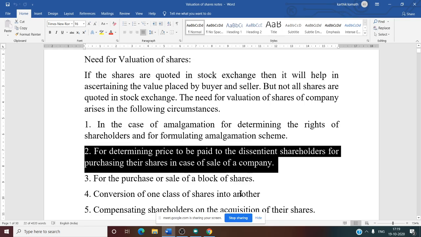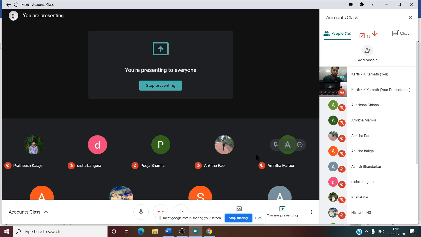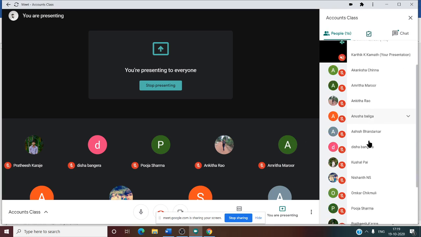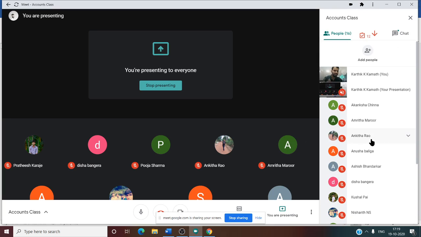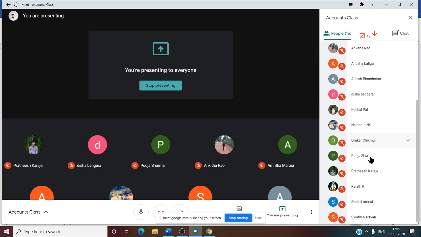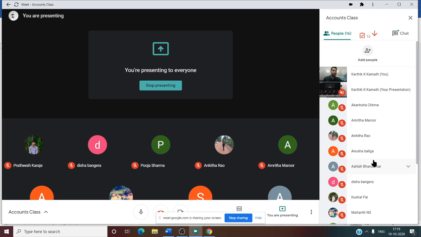The second one is for determining the price to be paid to the dissentient shareholder for purchasing their shares in the case of sale of a company. Now what do you mean by dissentient shareholder? Can you tell me? Can you comment in the chat box, or unmute yourself and answer if you know?